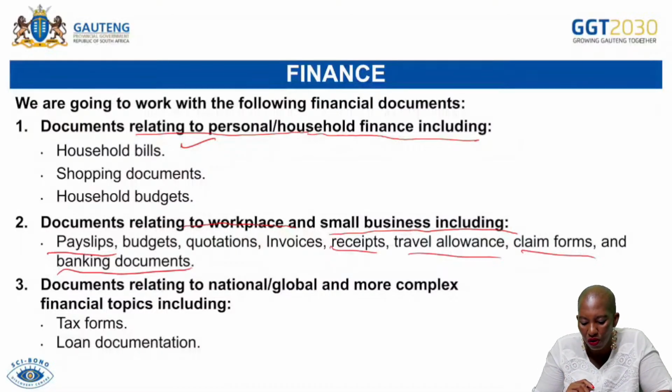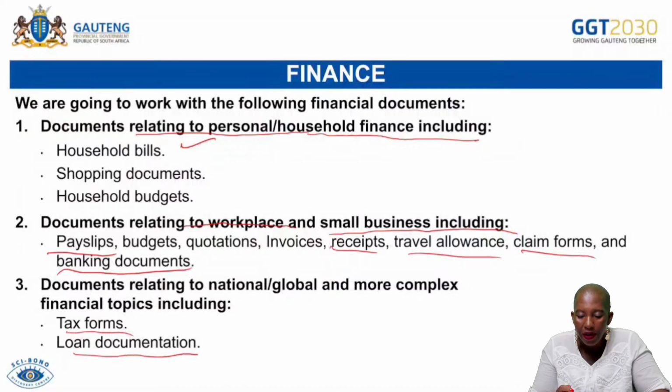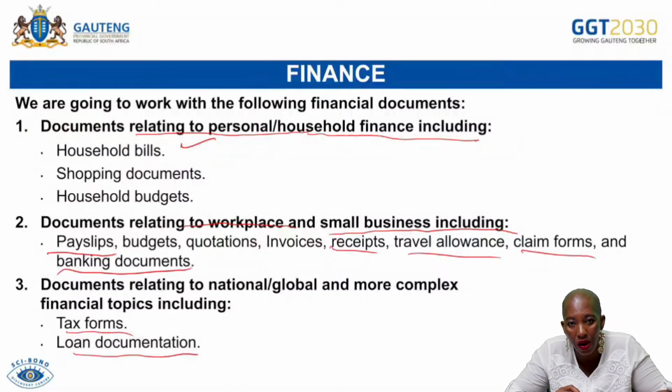Documents relating to national or global and more complex financial topics, including the tax forms and loan documents. So the tax forms, we know everyone is supposed to pay tax in our country. For any business or even the personal income tax, everyone in the country is liable to pay tax if they are employed. And then also the loan documentation.